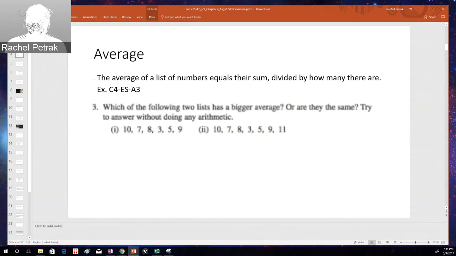you've got two lists of numbers and you're asked which has the bigger average, or are they the same? And it says to try to answer without doing any arithmetic. So let's first try to eyeball it like they say. Well, when I eyeball number 1 here, I can see that the range of scores is from a low of 3 to a high of 10. So that is a bigger range than the scores over here.